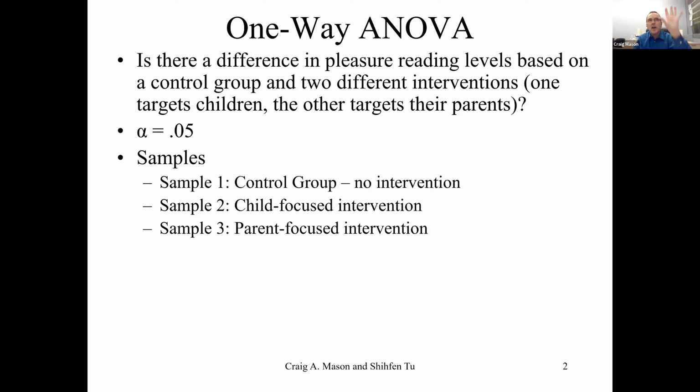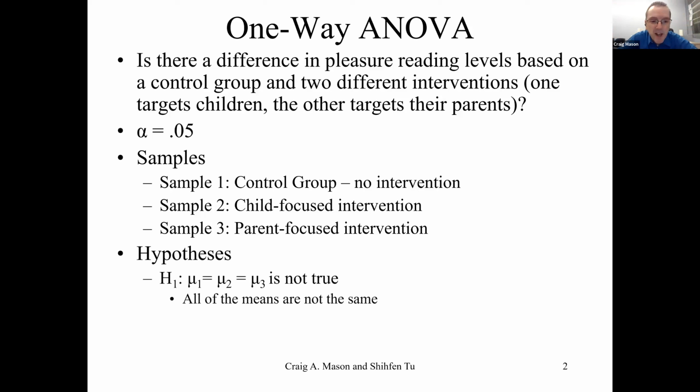But again, remember, we're interested in the populations these samples reflect out there, and the population of kids who might get the child-focused or the parent-focused interventions. Okay, our hypotheses. Well, if there's a bright side for the pain of doing those analyses, the benefit is the hypotheses are always the same. In this case, our alternative hypothesis is just that the means for each of those populations are not the same.